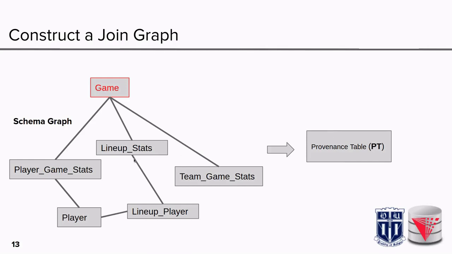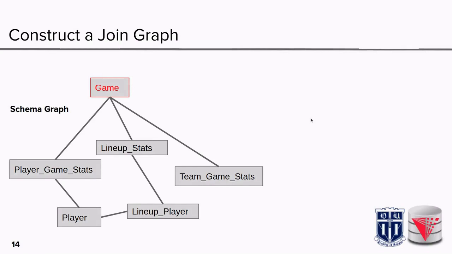As shown here, on the left-hand side is the schema graph of the NBA database. For all the relations accessed in the user query, we use a provenance table, which we will call PT in short, to represent all of the relations. Here in our example, the query only accessed the game table, thus PT represents the game node.